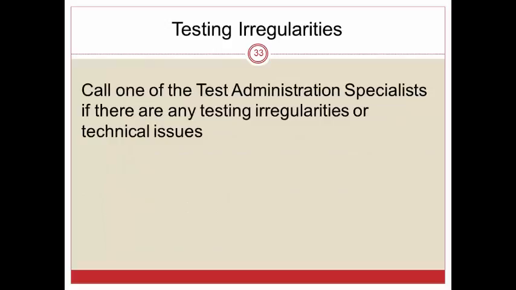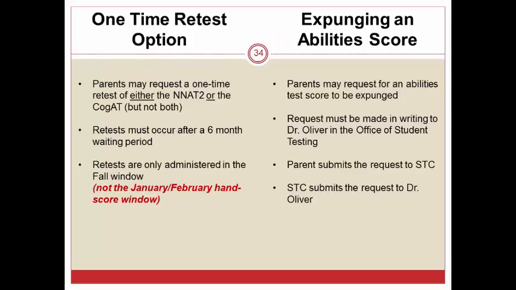Testing irregularities. If there happens to be any irregularities, I'm there to help you, and then we call Gary as he is our test administrator specialist, and then we may possibly even need to call the Office of Testing with Fairfax County. We hope that we don't have any issues or any technical issues, but just to let you know, we do need to keep track of them.